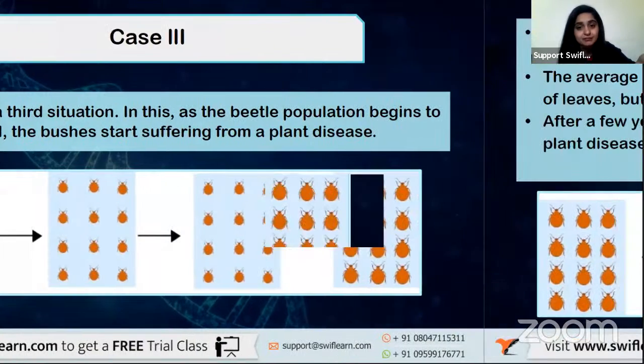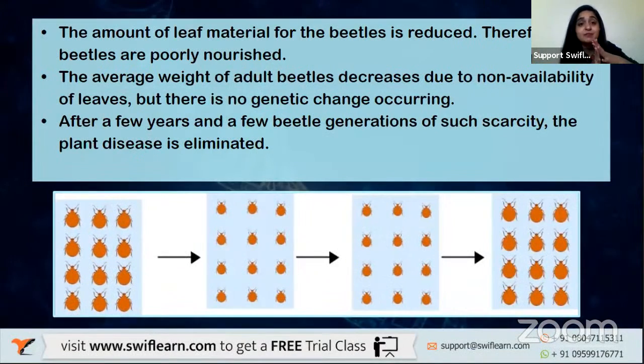So what happened after that? The amount of leaf material for the beetles reduced, right? They used to eat it or maybe survive on it, but now that material has reduced. Therefore, the beetles are poorly nourished. And what will happen if anything is poorly nourished? Of course, they will lose weight. They will start looking thinner and smaller, right?